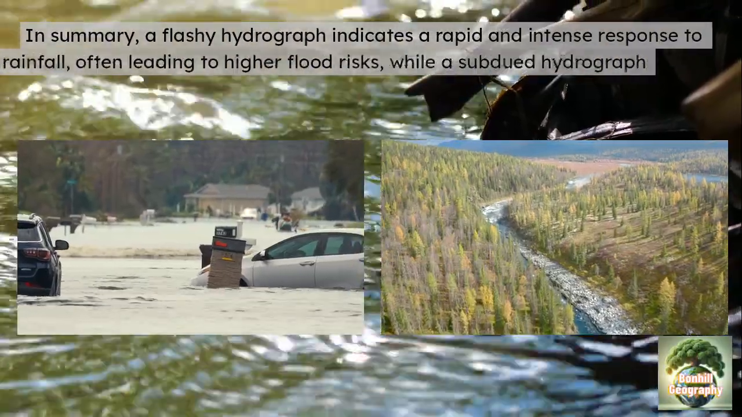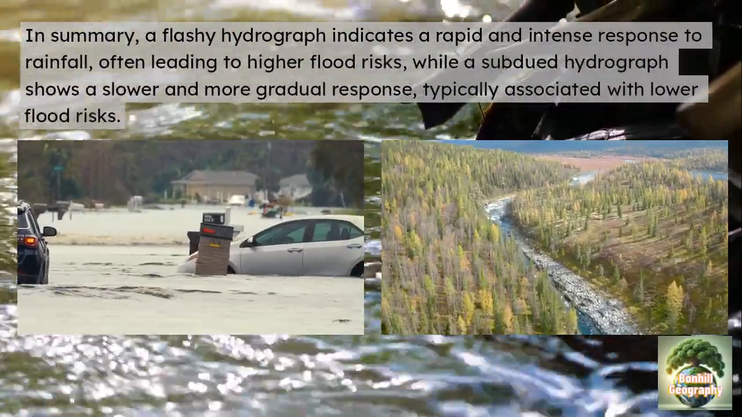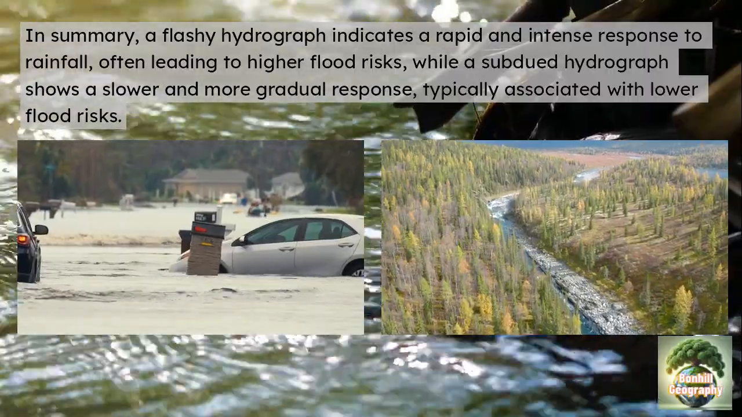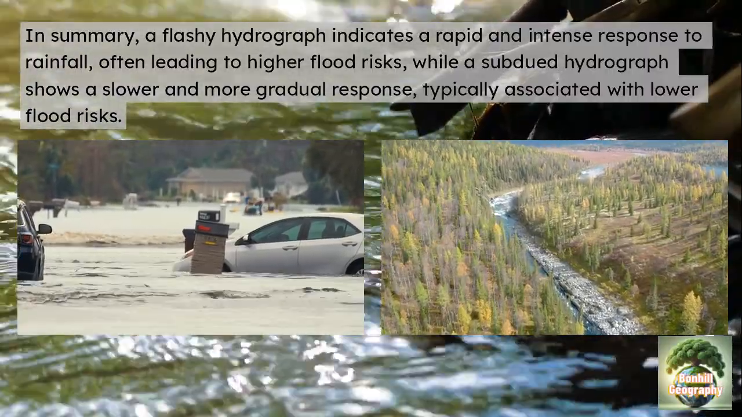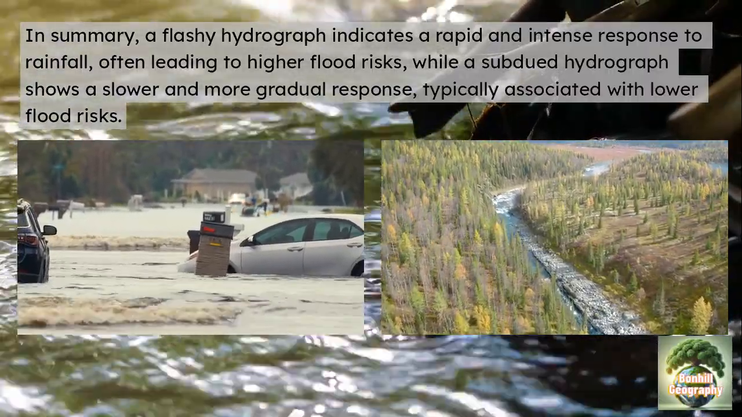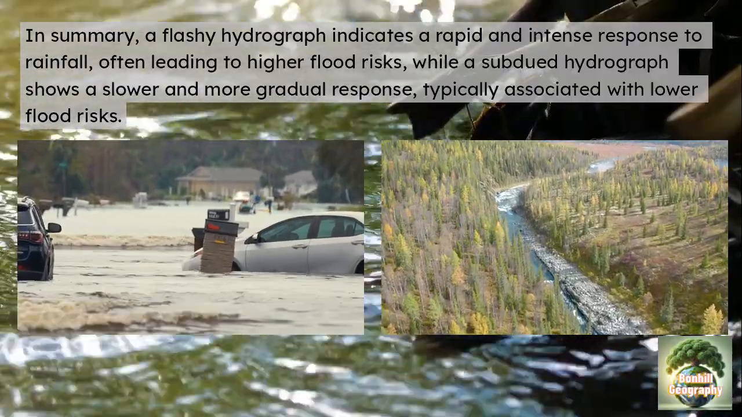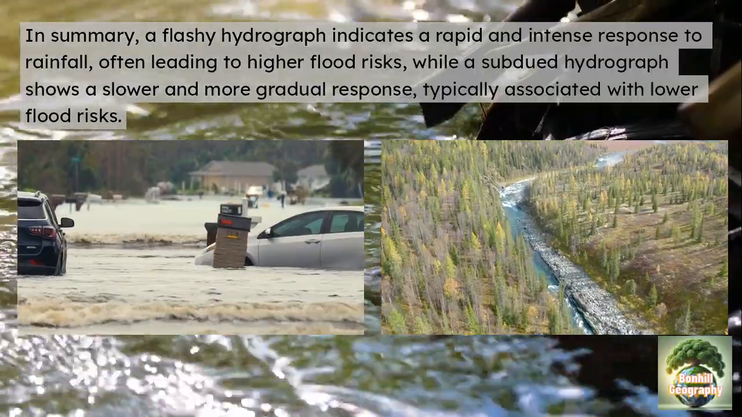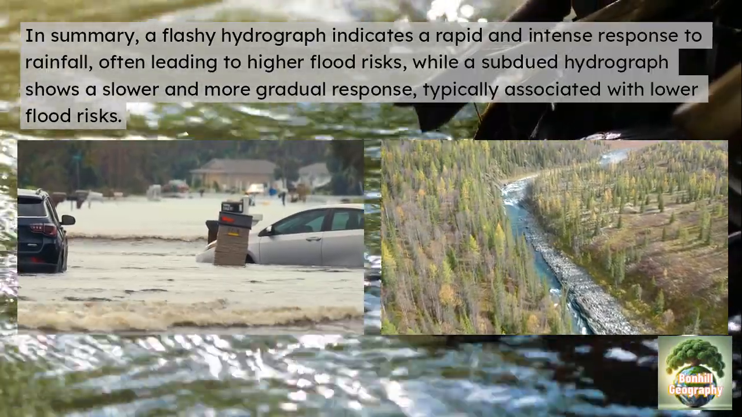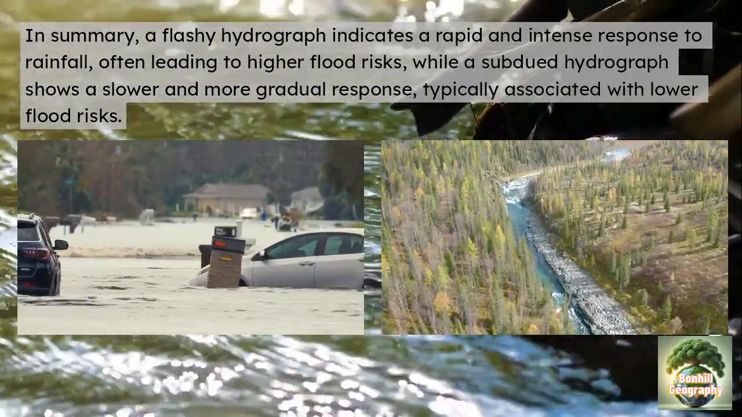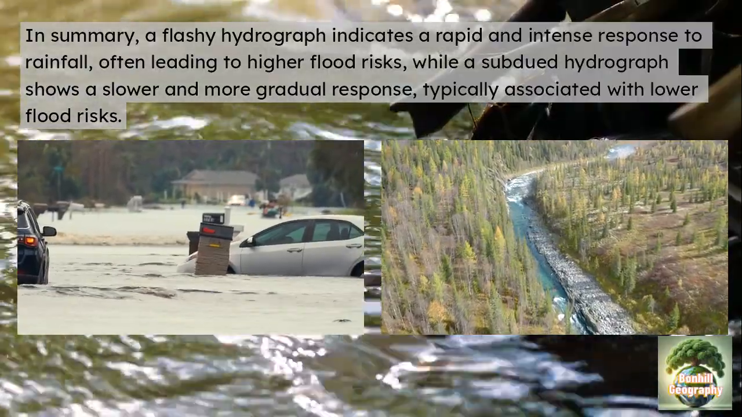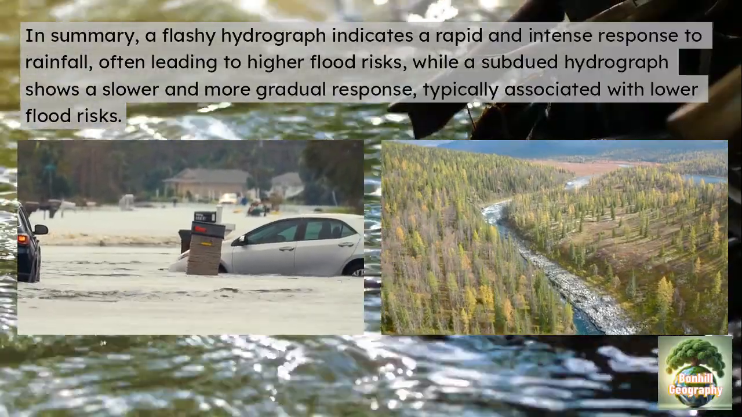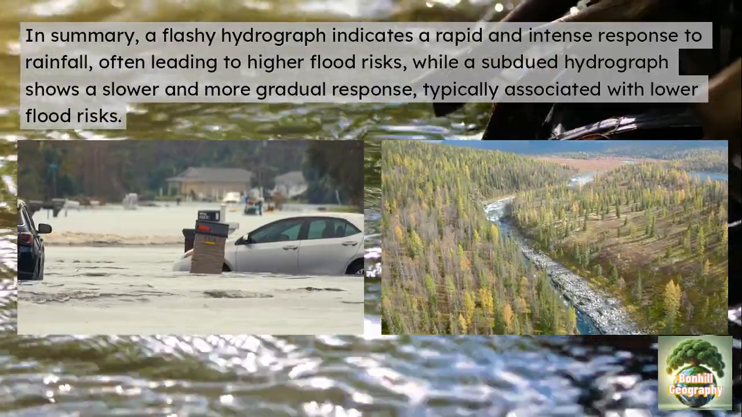So to summarise, a flashy hydrograph indicates a rapid and intense response to rainfall, often leading to higher flood risks with a short lag time, while a subdued hydrograph shows a slower and more gradual response with a long lag time that is typically associated with lower flood risks. Can you see an example on the video on the left that shows our flashy response with high flood risk, and the video on our right which has had no human alteration.